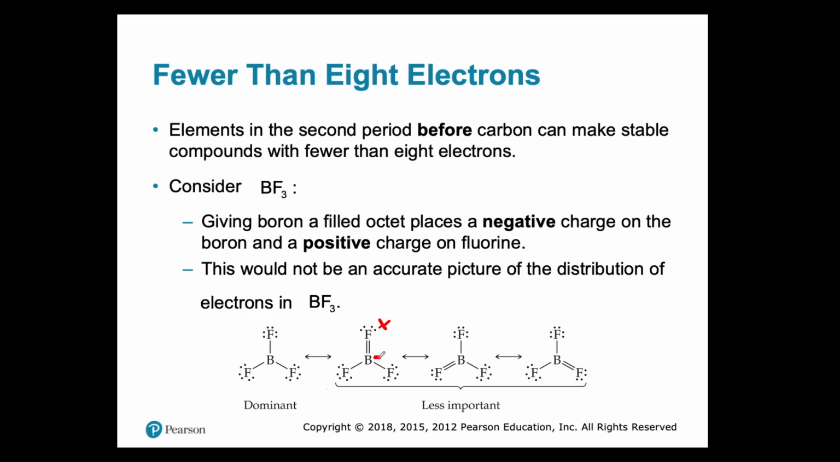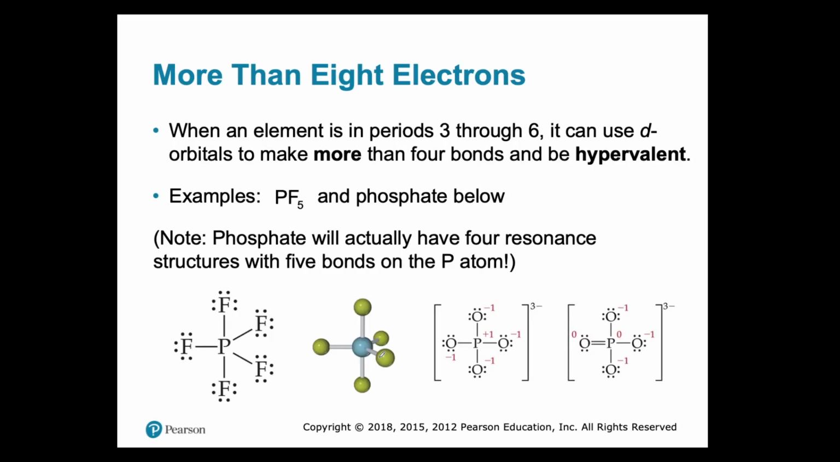Because the most stable version is the one where boron has 3 bonds and is a neutral charge, right? And fluorine is the one with the neutral charge but has the most electrons. That make sense? Make sure you know that, it will be tested.